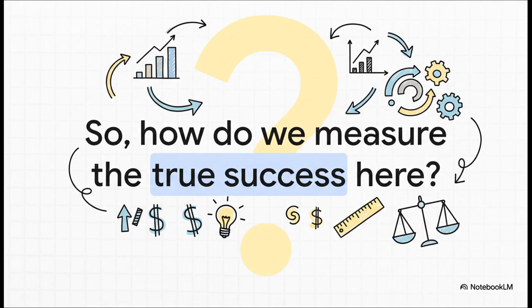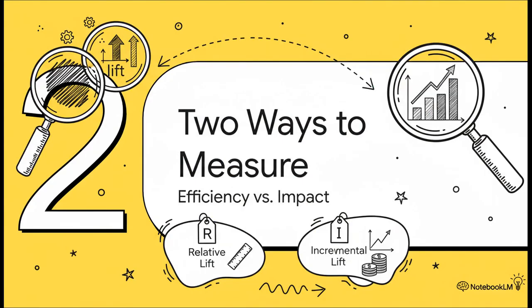But how do you measure the true success here? I mean, what's the best way to actually quantify this, to turn these raw numbers into a real metric that helps you make smarter decisions next time? Well, it turns out there are two really different ways to slice this pie, so to speak. You can look at it through the lens of efficiency, or you can look at it through the lens of impact. And these two approaches have names: relative lift and incremental lift.